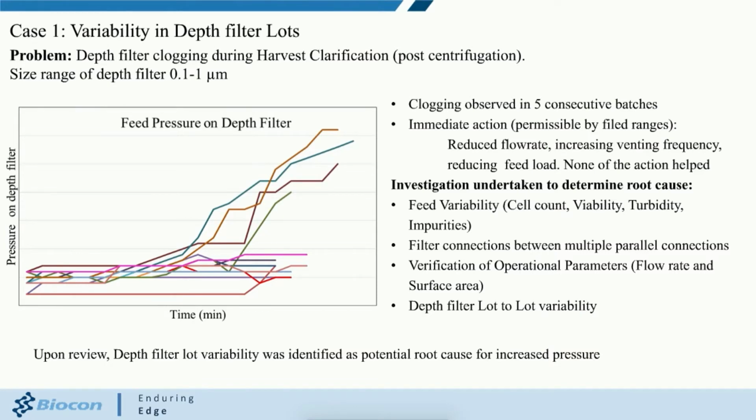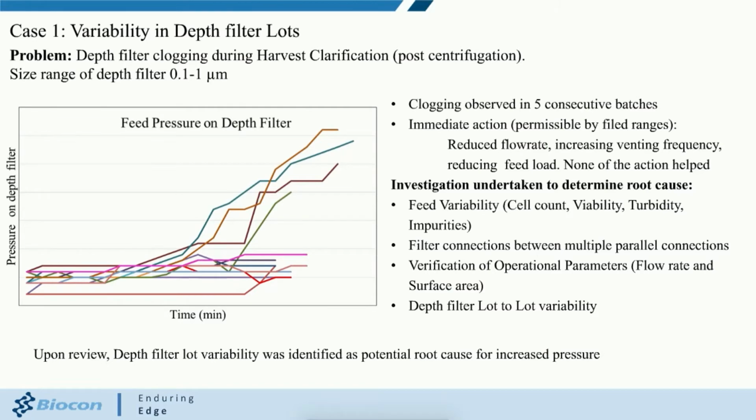So the first thing that came to mind is whether there is any variability from the process, basically feed variability. So in the cell culture process, you see cell count, viability, turbidity and other impurities coming from the process. We have verified the complete cell culture process by doing multivariate analysis to see whether any specific issue is resulting in this clog. And we also looked at filter connections between multiple parallel connections, because this is almost a 2.5 kL process. We use multiple depth filters. We checked if there is any change in the way the connections are made, basically silicone tubing or braided hoses between the filters.